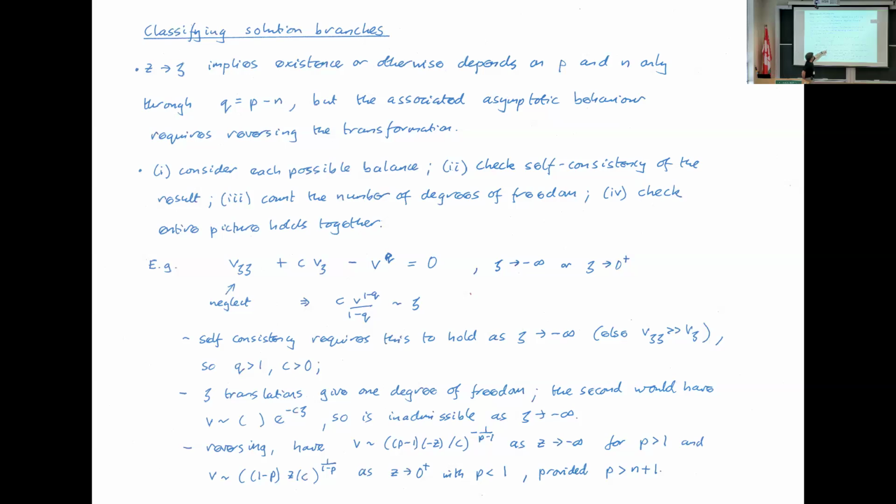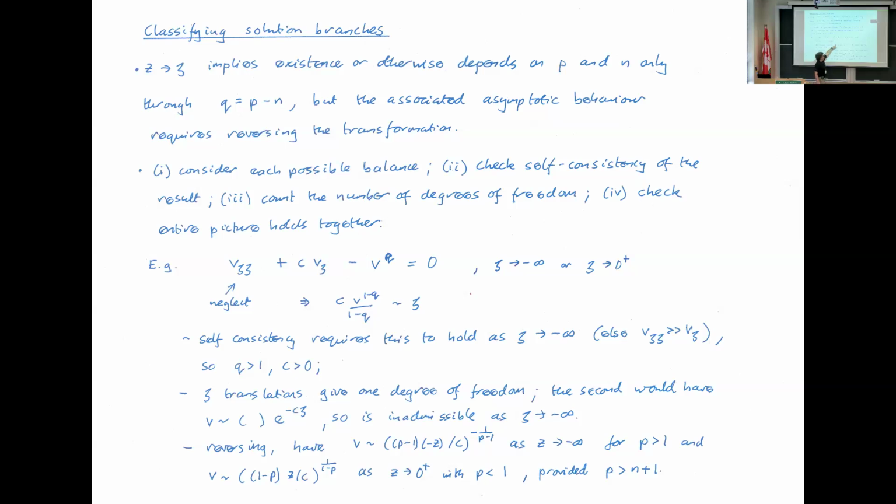Once you've seen that, it's clear that this coefficient has to be negative for this balance to make sense. So we're always thinking of C as being positive, so that means this is only going to be relevant if Q is bigger than 1. So this balance is a self-consistent one if Q is bigger than 1. I then do the degree of freedom count.